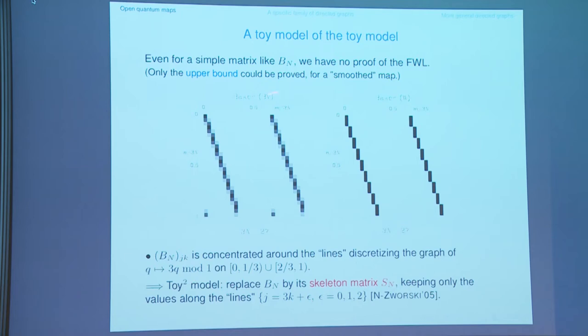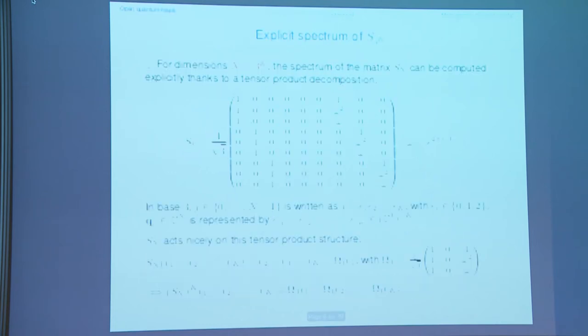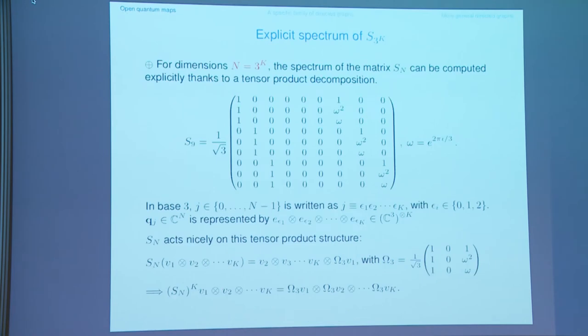Okay, replace our full quantum matrix by a skeleton matrix, S_N, and keep only these values here, including the phases. Okay, so that's the toy model, and we are quite lucky about it. If we restrict ourselves to specific values of n, namely powers of 3, take 3 to the k, for k an arbitrary integer, the matrix looks like this, where there are explicit values.